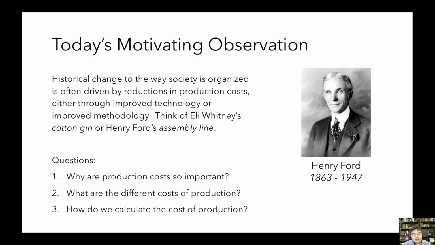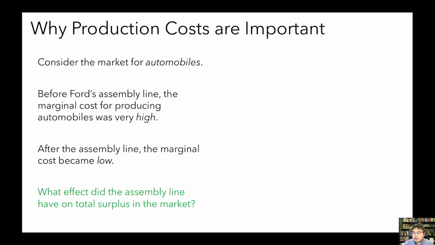First, why do reductions in production costs often lead to such drastic and important changes for society? And second, what are the costs of production? What kinds of costs are there? And how do we calculate them? So let me start by explaining why economists think production costs are so important.